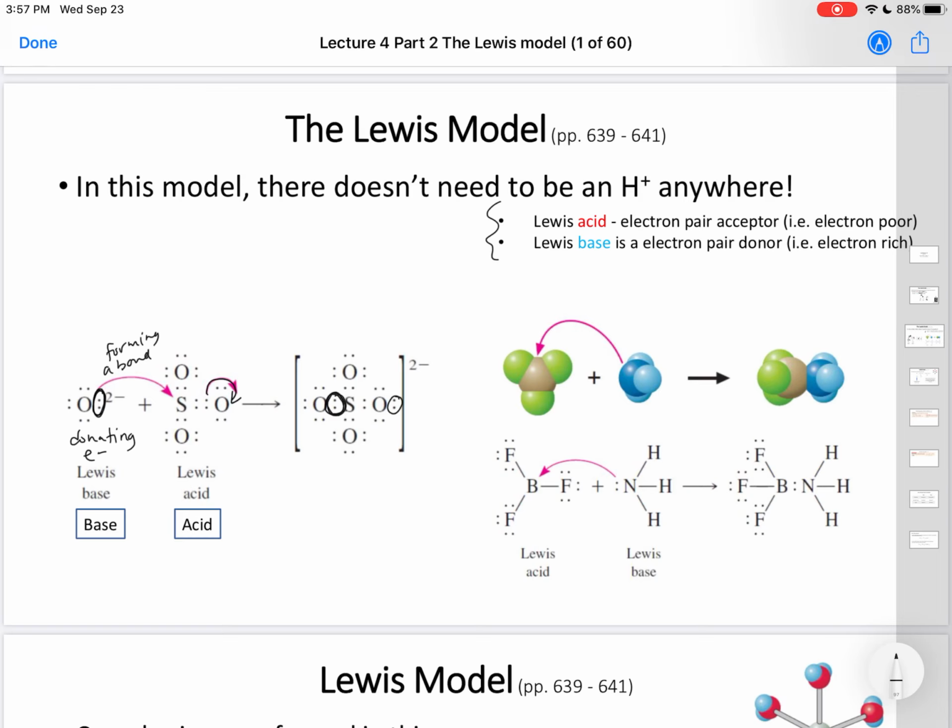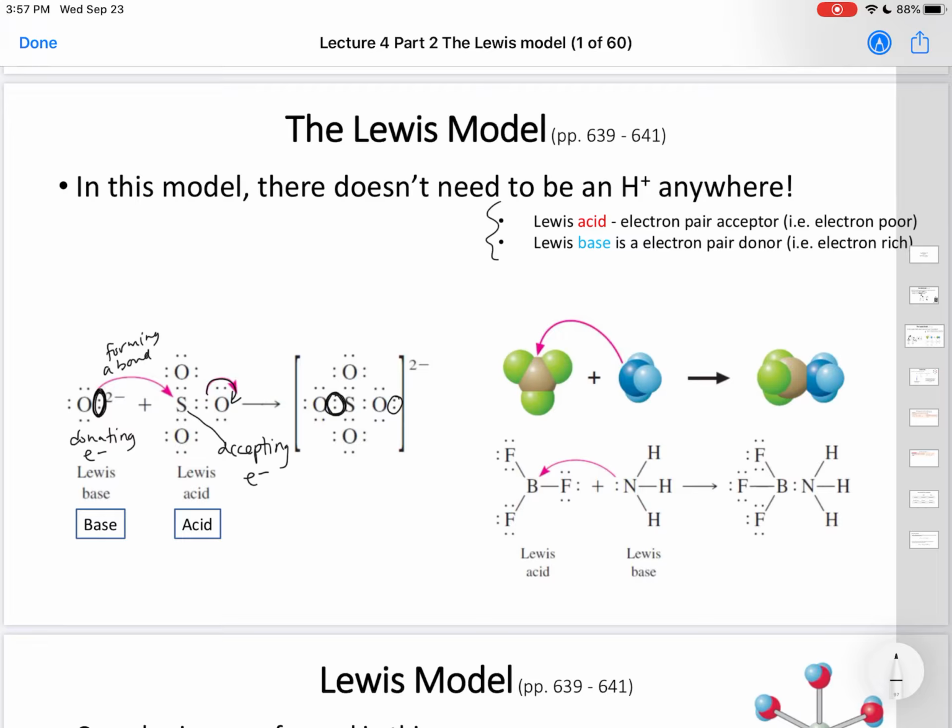electron pairs. These two electrons are being donated to form a bond, and sulfur is accepting electrons to form this bond. So based on our definition, the oxygen is donating, so it is the base, and the sulfur is accepting the electrons, so it is the acid.